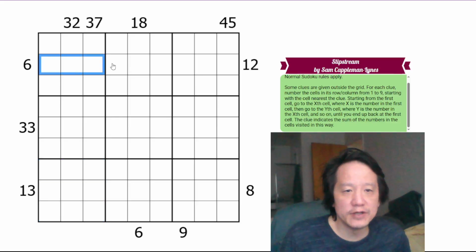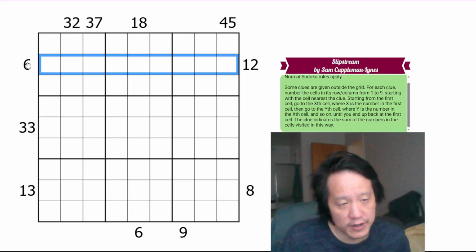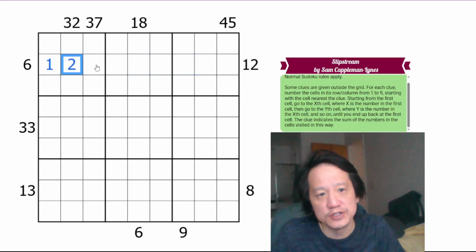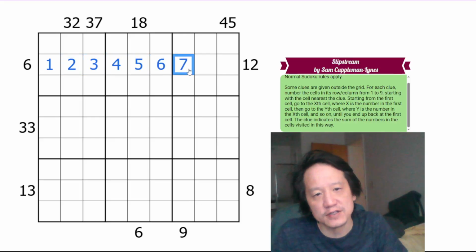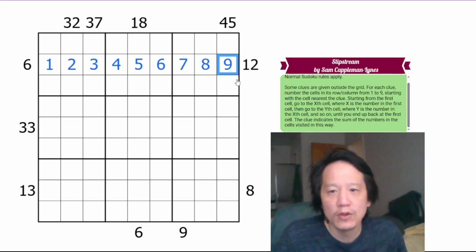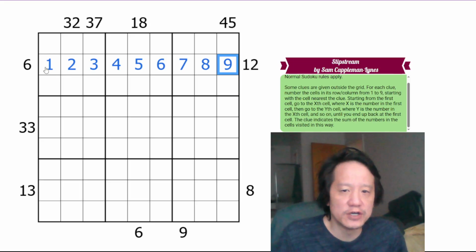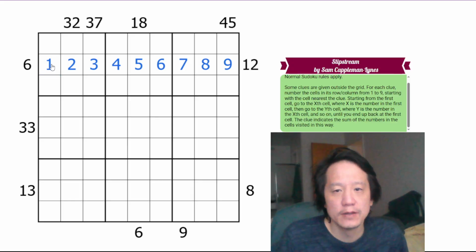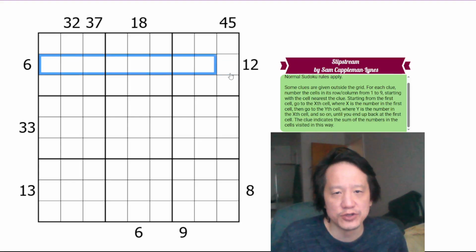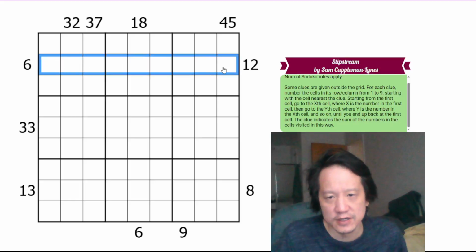Okay, so that means these are the digits 1 through 9 this way, and this is the digits 1 through 9 that way. So this would be the first digit, second, third, fourth, fifth, sixth, seventh, eighth, and ninth. Starting from the first cell, go to the X cell, where X is the number in the first cell. Right, so we don't actually number them 1 through 9. We basically just consider them the first through ninth cells.